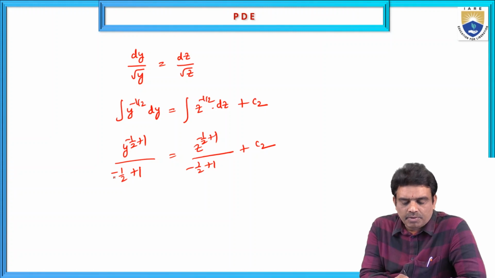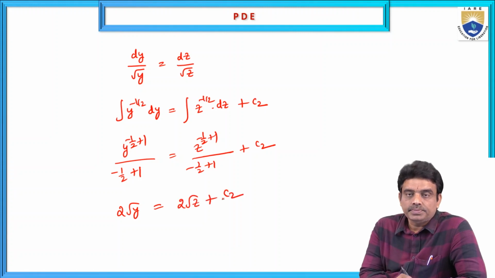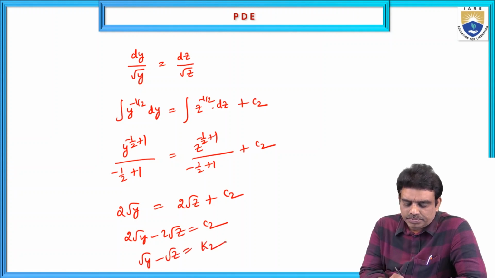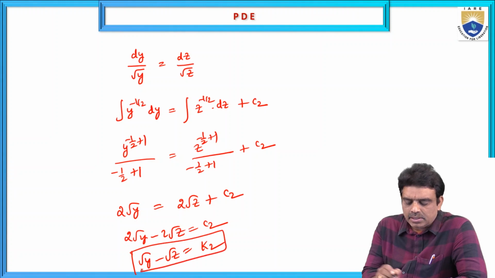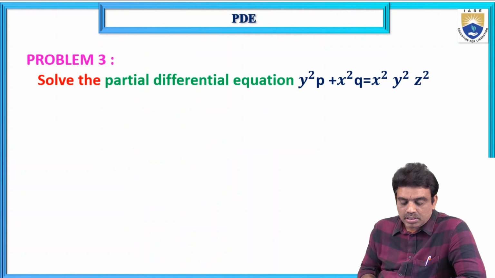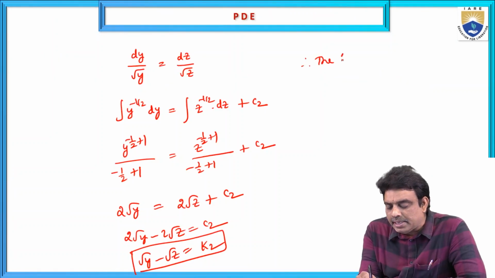So 1 minus half, so 1 by 2, 2 into root y is equal to 2 into root z plus c2, or 2 root y minus 2 root z is equal to c2, or root y minus root z is equal to c2 by 2, that is k2. That is another solution. Therefore, the complete solution, here also you can write the complete solution.